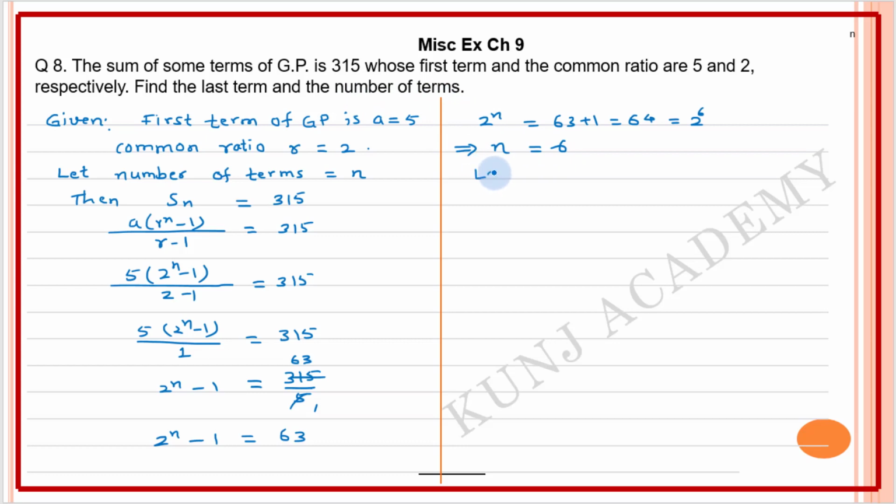Last term T_n is equal to a r^(n − 1). a is 5, r is 2, n is 6. 5 into 2^5, which is 32, so 160. Answer: last term is 160 and number of terms is 6.